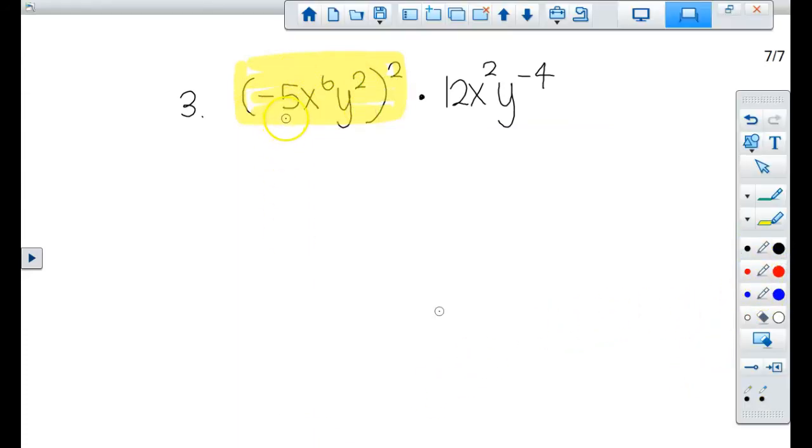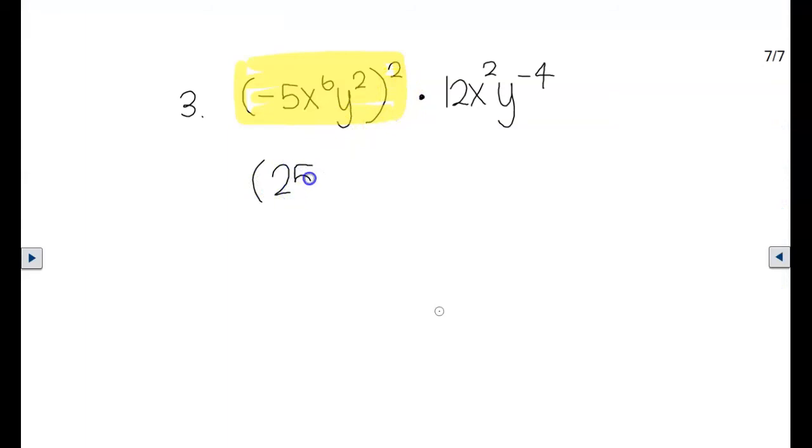Start with your coefficient. You're going to do negative 5 squared, negative 5 raised to the second power. You know that means negative 5 times negative 5, so that's going to be 25. And then for each of these bases, for x and for y, you'll use that power to a power rule to multiply your exponents. So for x, we'll do 6 times 2, which is 12. And then for y, we'll do 2 times 2, which is 4. And we'll bring down the rest of this problem.